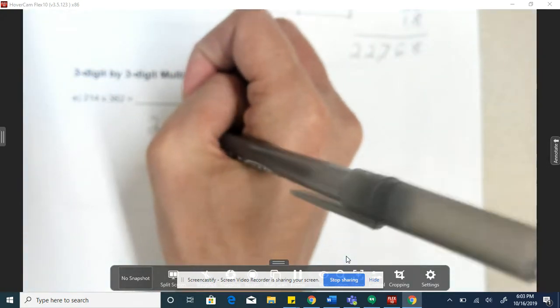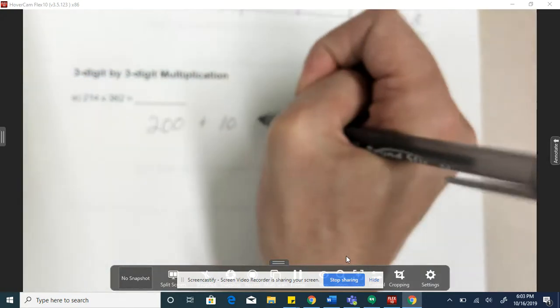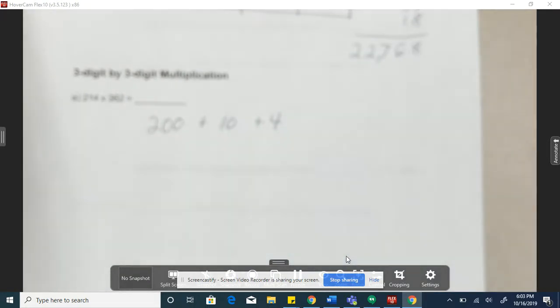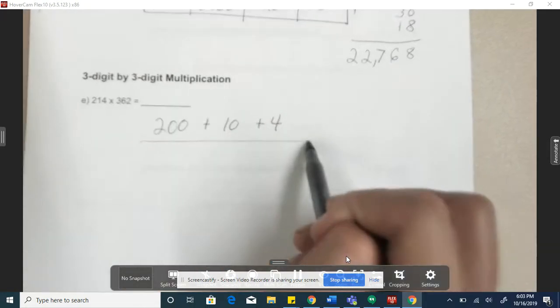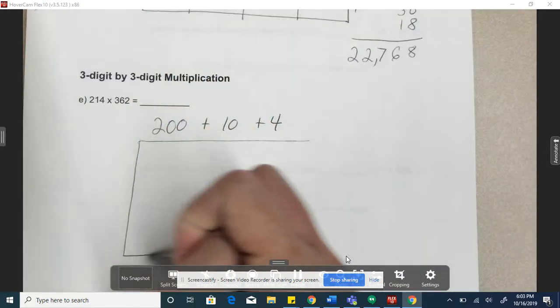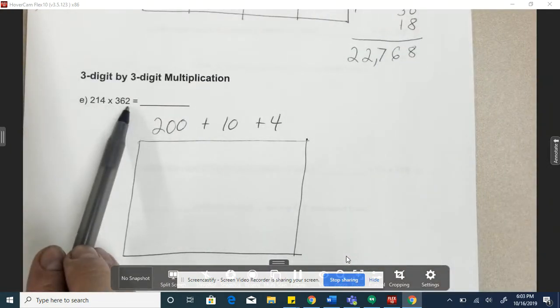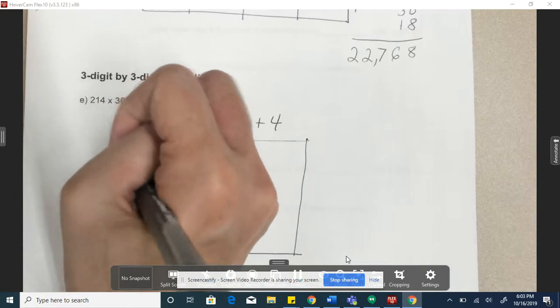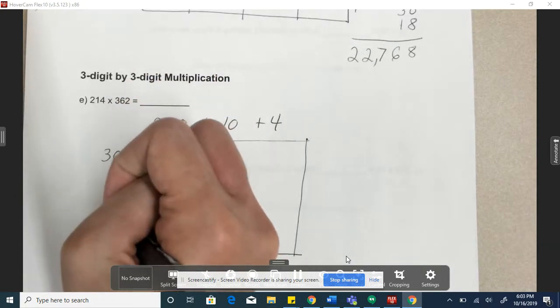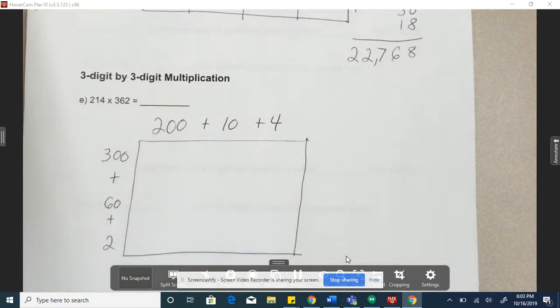Last one. I'm going to write these numbers in expanded form. I'm going to start with 214. I know that's 200 plus 10 plus 4. Now I'm going to draw my big square, because I know I'm going to have 3 numbers going down. So I'm going to write 362 in expanded form. That's 300 plus 60 plus 2.